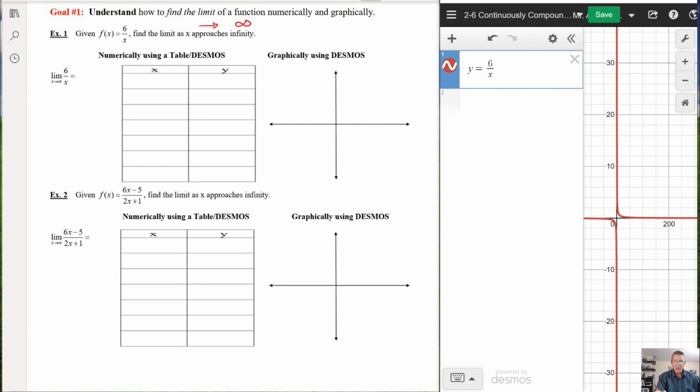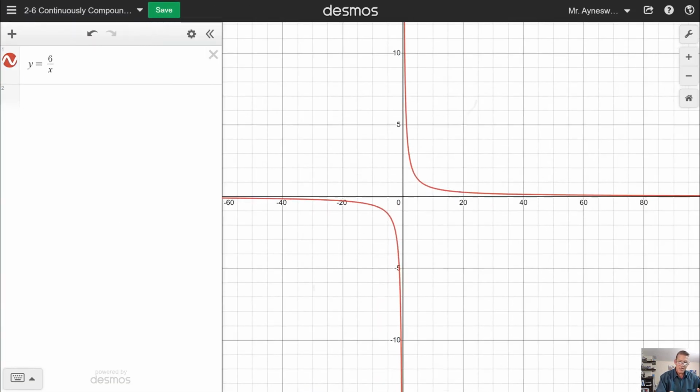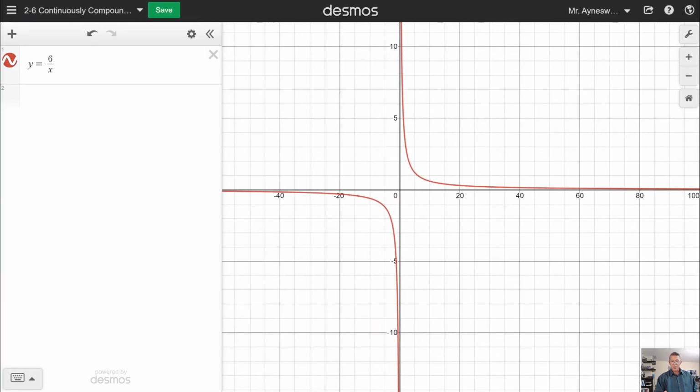Now, you can also analyze it numerically, and that's part of it here. It says do it graphically with Desmos, and then also do it with the table here. I'll do that here in a second. So let me expand this just one more time. We're going to just sketch it, okay, so that we know what's going on here.